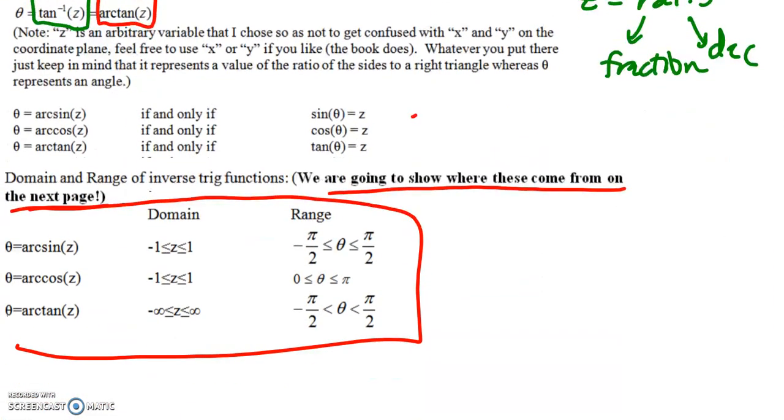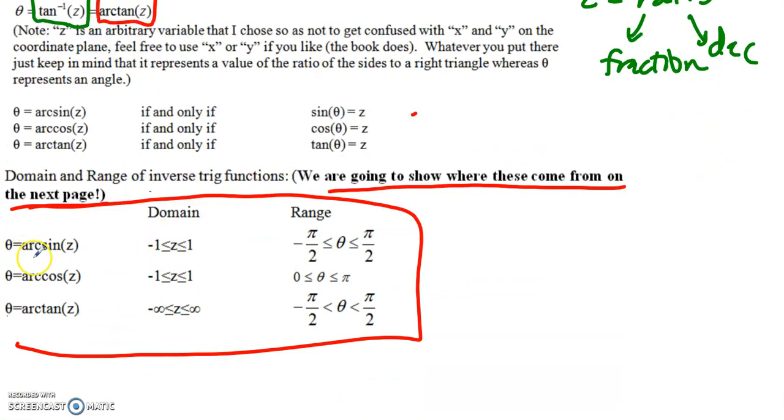But it might seem kind of strange right now that the domain of the sine is between -1 and 1. Why is that? Why is the range between -π/2 and π/2? All of this right now seems like gibberish until we actually take a look at the graphs, which we will do so in just a bit.